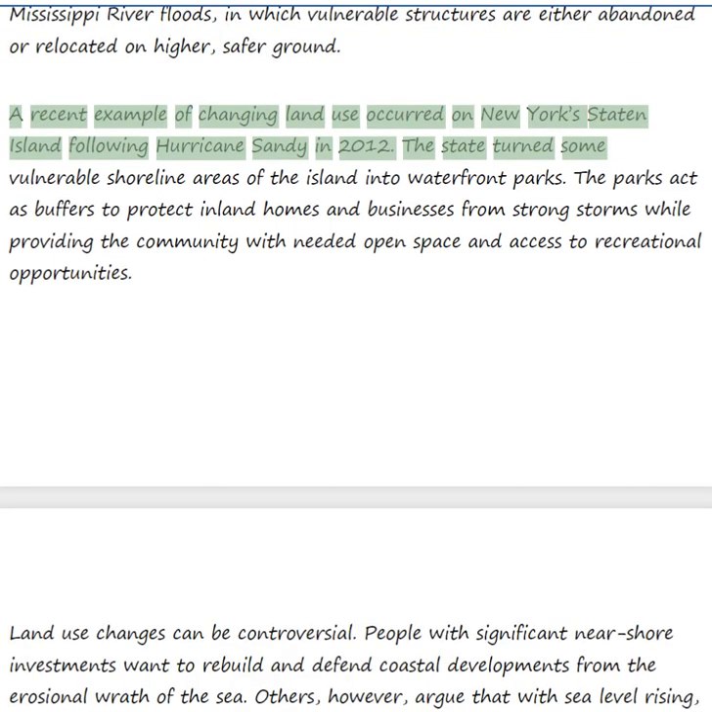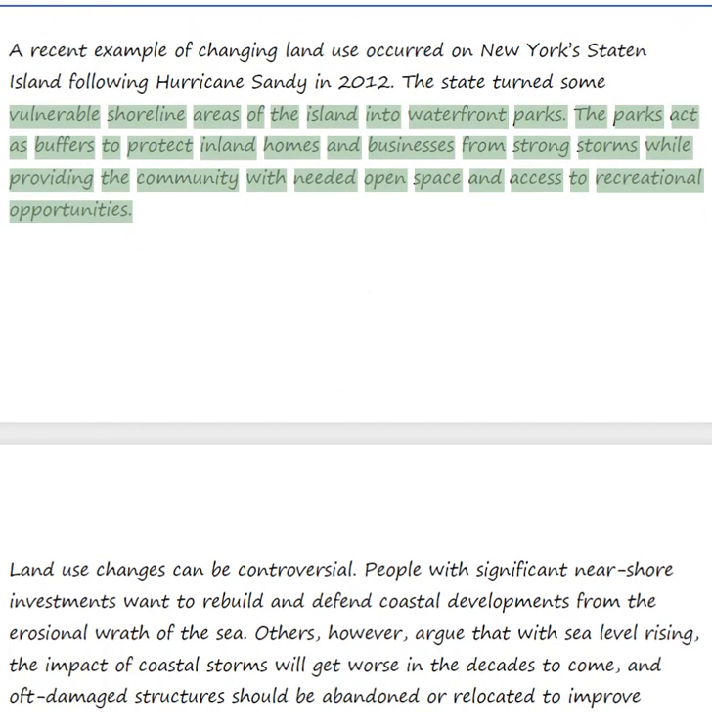A recent example of changing land use occurred on New York's Staten Island following Hurricane Sandy in 2012. The state turned some vulnerable shoreline areas of the island into waterfront parks. The parks act as buffers to protect inland homes and businesses from strong storms while providing the community with needed open space and access to recreational opportunities.